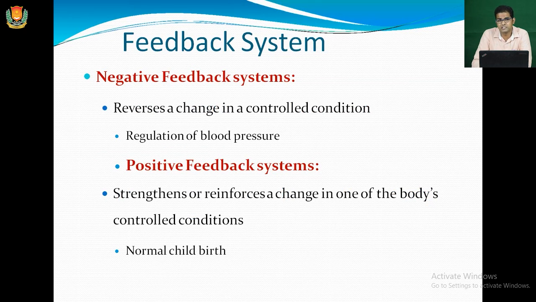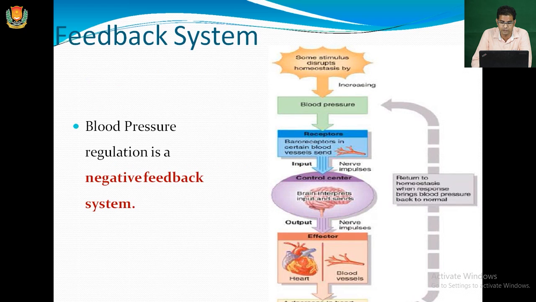See, negative feedback mechanisms operate in blood pressure change. Whenever there is a blood pressure change, negative feedback mechanisms operate, and again our blood pressure returns to the normal range, that is 120 mm of Hg and 80 mm of Hg, higher and lower blood pressure. Similarly, blood glucose level is also part of the negative feedbacks. For the positive feedback, the birth of a child forms part of it. As it is written, it strengthens and reinforces a change in one of the body's controlled conditions, for example, normal childbirth.